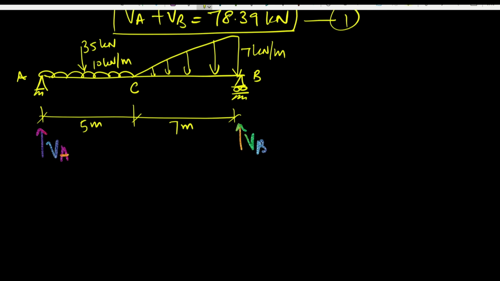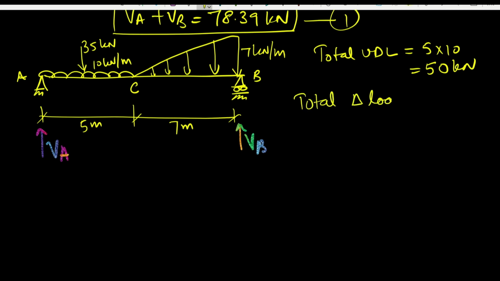Before that, let us find out the total loads. So total UDL will be its distance into intensity, 5 into 10. So total UDL is 50 kilonewton, and the total triangular load will be the area of this load. So it will be 1 by 2 into 7 into 7, which is equal to 24.5 kilonewton.